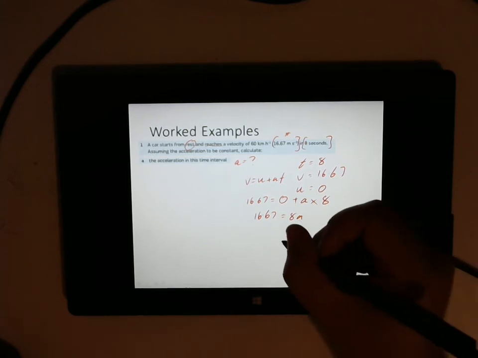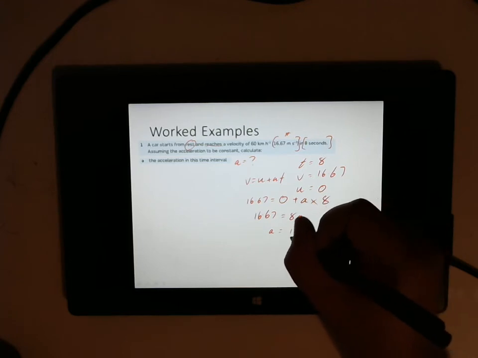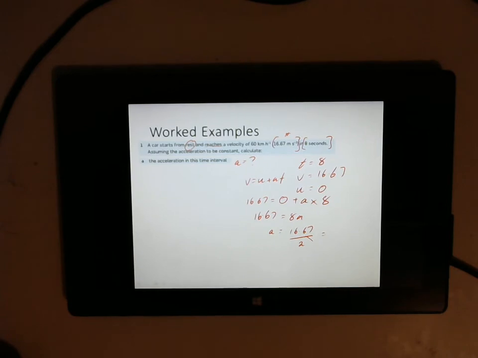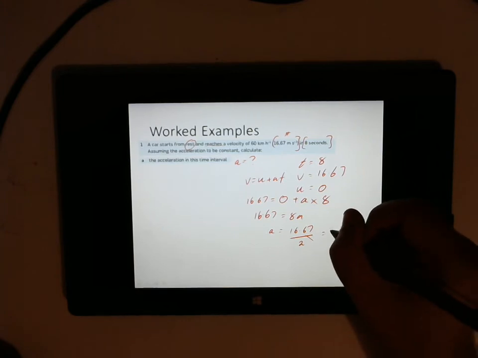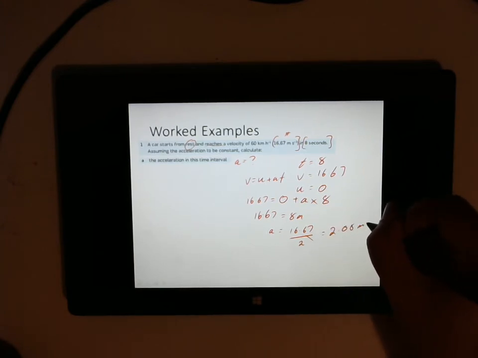How do we get rid of the multiply by 8? We're going to divide it. So we're going to have A equals 16.67 divided by 2, which is going to be, I'll grab my calculator, but it will be just a sliver over 2 meters per second squared. 16.67 divided by 2. Oops, sorry, not divided by 2. Divided by 8. 2.08 meters per second squared.